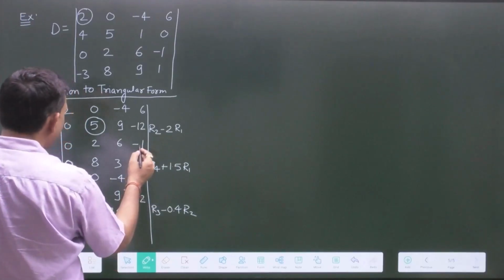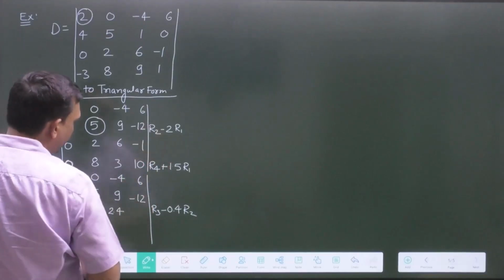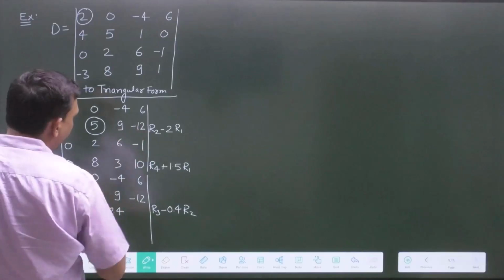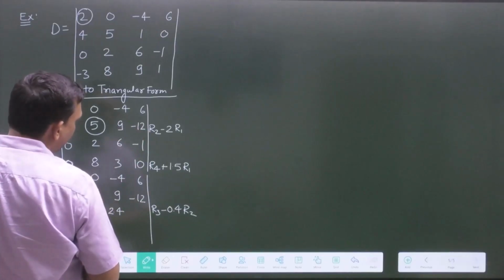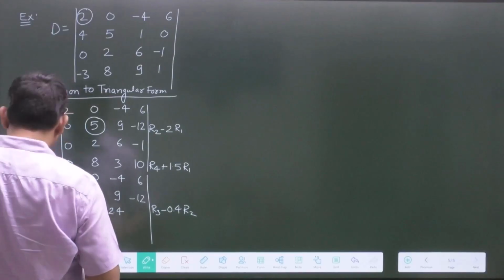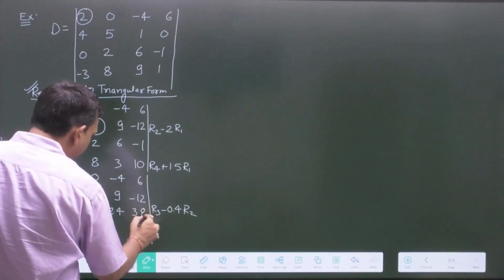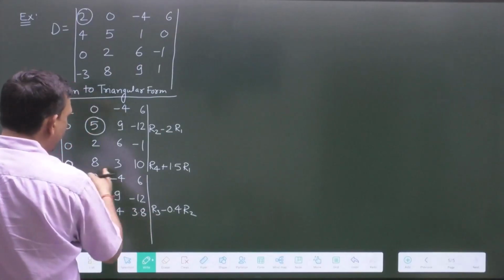And what about this? Minus 0.4 times 12 is plus 4.8, minus 1. So 4.8 minus 1 is 3.8. This value is 3.8.